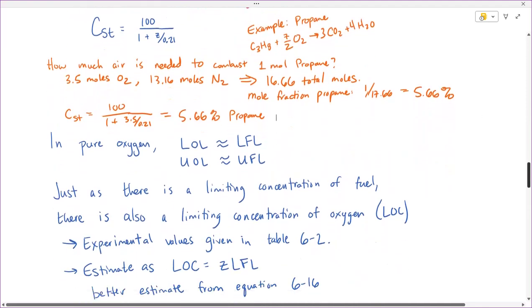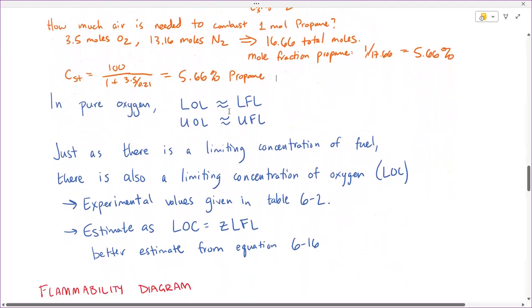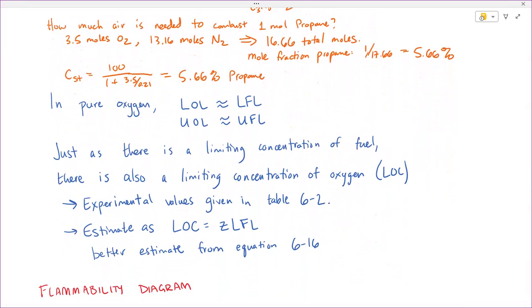Let's introduce some other quantities that are of interest. In addition to the LFL and the UFL, we have the LOL and the UOL. These are acronyms that stand for the lower oxygen, the limiting oxygen limit. Wait, no, that's not true. Sorry, LOL is the lower oxygen limit and UOL is the upper oxygen limit. I apparently need some coffee this afternoon. This is the concentration in pure oxygen that will burn. And the UOL is the concentration in pure oxygen that will burn as well.